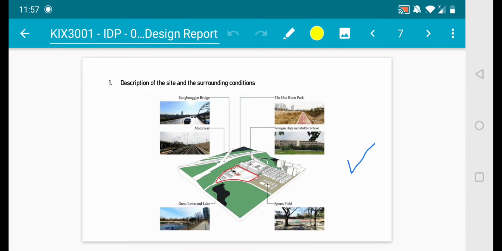Okay. Now the first one we'll look at is the description of the site and the surrounding condition. This is pretty important so that the client or the authority will know the exact location of your site. For example, in this picture here, the site is here and it's located at a bridge structure, there's a motorway and there's a school and so on. This gives you a clear perspective or information on the site's location and surrounding.